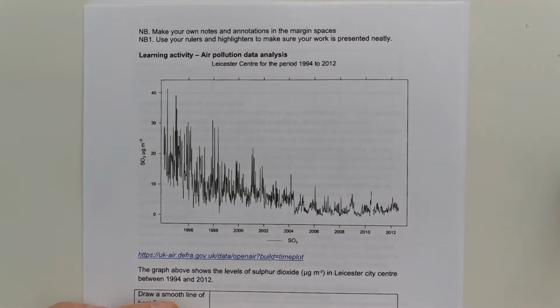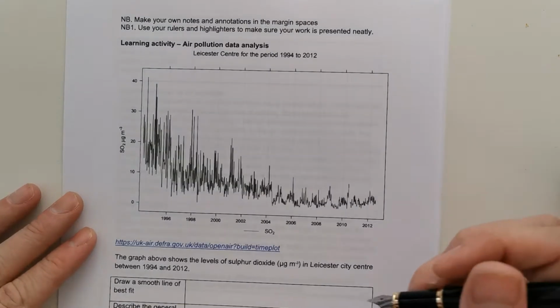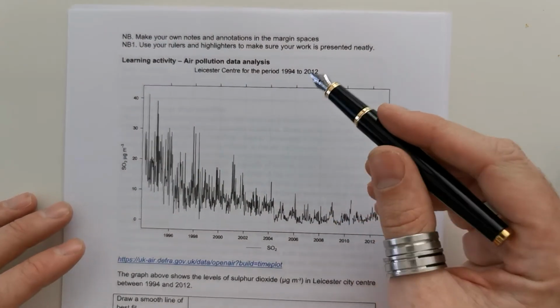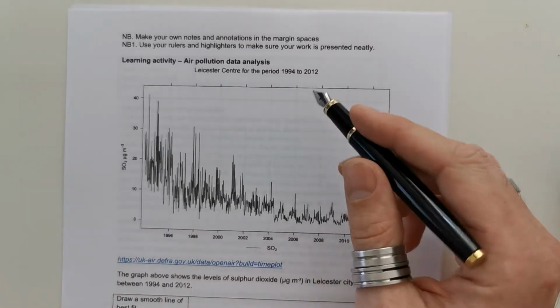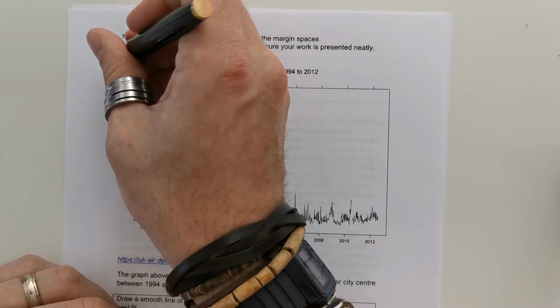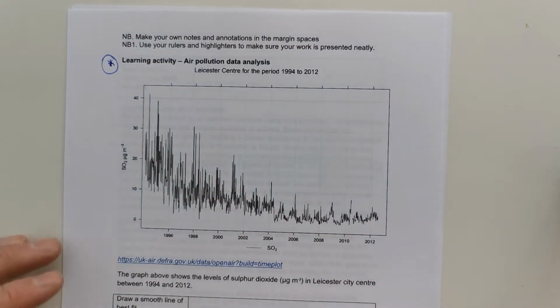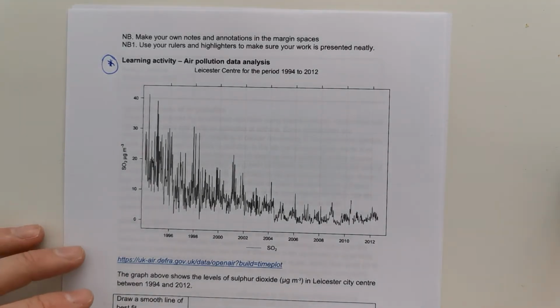Good. Right, move on to our next activity, which is a bit of data analysis, just looking at human impacts of air pollution. So let's go through a couple of these questions together. So this shows air pollution data analysis from Leicester City Centre from 1994 to 2012. So begin with, pause the video and have a go at this, using your information, using your booklets, using what you know, see if you can answer those questions. Once you've done that, unpause the video and we'll go through the answers together.